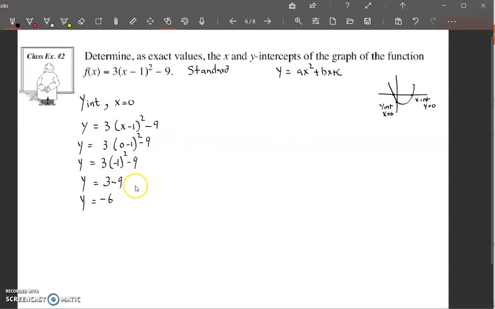Now, the second thing that we're going to do is look for the x-intercept. And remember, the x-intercept is when y is equal to 0. This one is going to be a little bit more work, so let's follow that carefully. We're going to start with our equation again, but this time we're going to set y equal to 0.